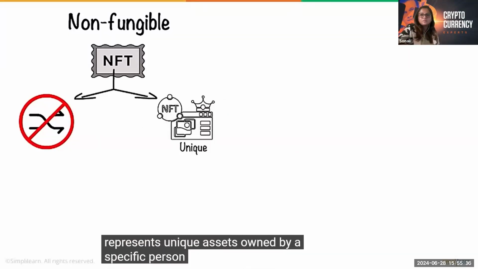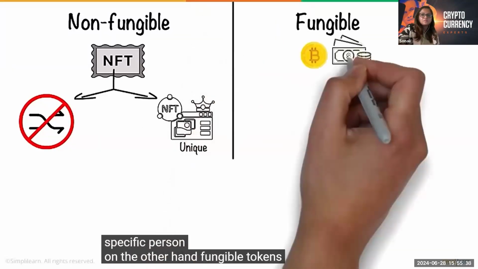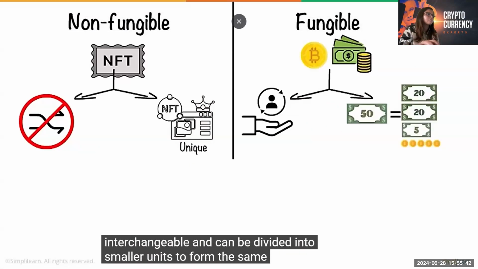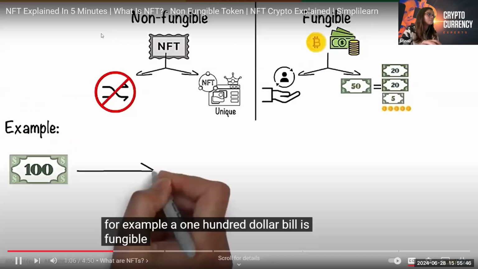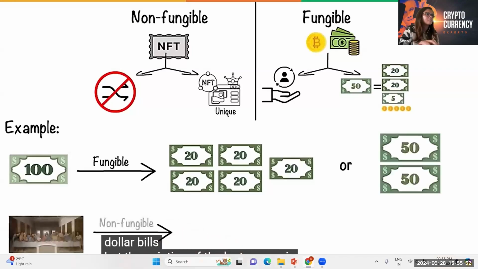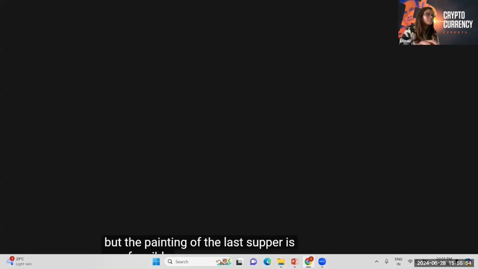Non-fungible tokens means that they are not interchangeable, and each of them represents unique assets owned by a specific person. On the other hand, fungible tokens are interchangeable and can be divided into smaller units to form the same value. For example, a $100 bill is fungible, as you can exchange it with 5 $20 bills or 2 $50 bills. But the painting of the Last Supper is non-fungible, as it cannot be generated in bulk. Even if it is copied, it will not be authentic.